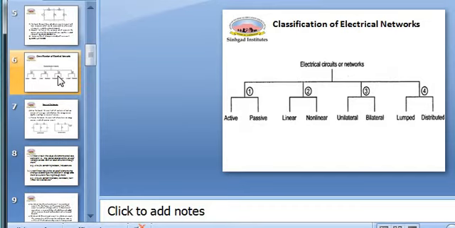Next is classification of electrical networks. How are electrical networks classified? These are classified under 4 categories. The very first category is active and passive network, linear and non-linear network, unilateral and bilateral network, and the last one is lumped and distributed network.